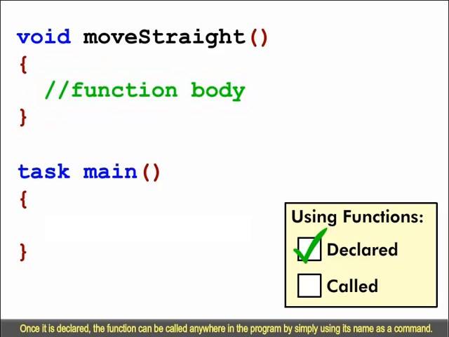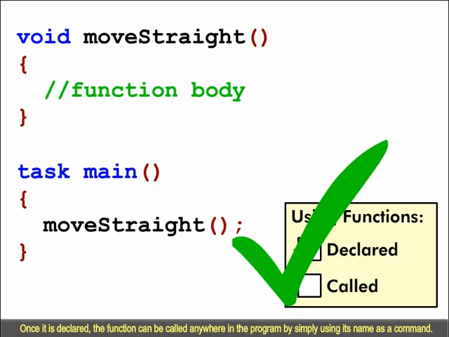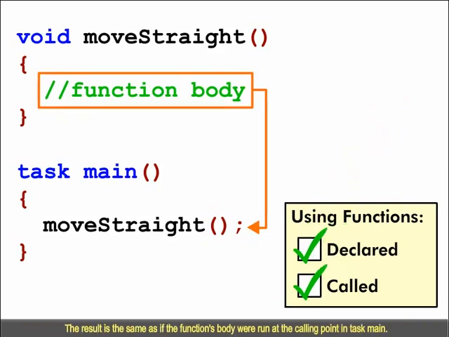Once it is declared, the function can be called anywhere in the program by simply using its name as a command. The result is the same as if the function's body were run at the calling point in task main.